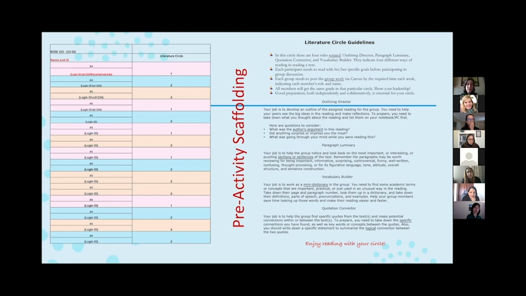So I include the ID number because the ID number followed by scarletmail.edu will be the email address of each student. And then with different colors, they will know what groups they belong to. So basically this is the pre-activity scaffolding.